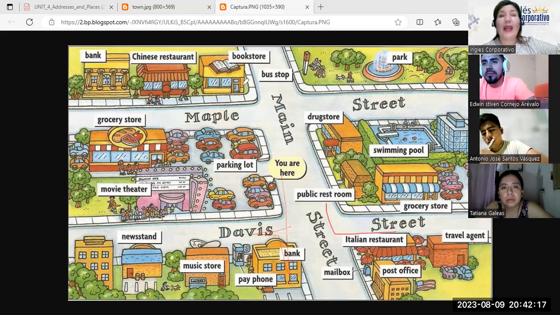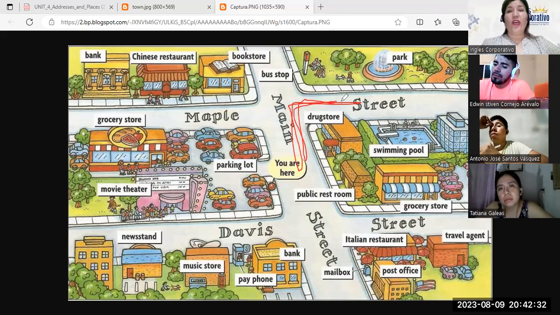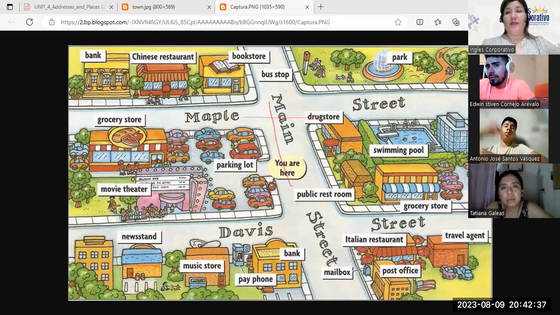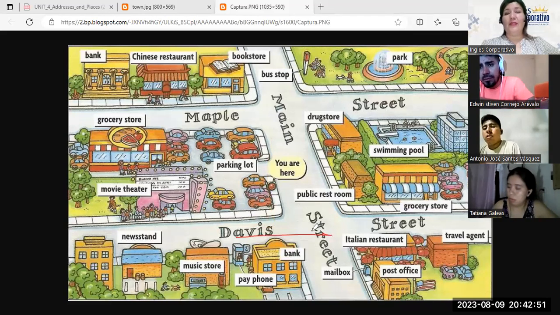The bank. Okay. The bank is on the corner. The drugstore is on the corner. Cuando ocupamos on the corner, normalmente ocupamos los dos nombres de las calles. The drugstore is on the corner of Maple and Main. The parking lot is on the corner of Main and Davis. The bank is on the corner of Davis and Main.